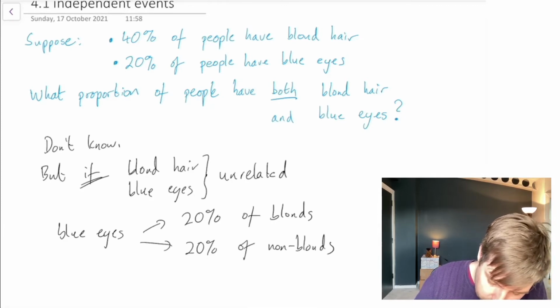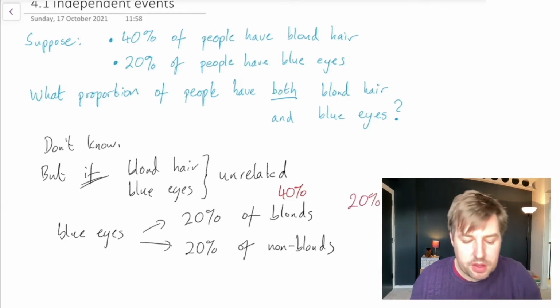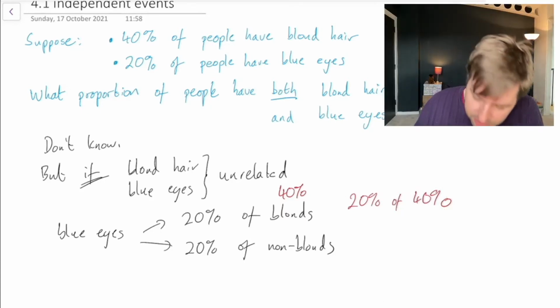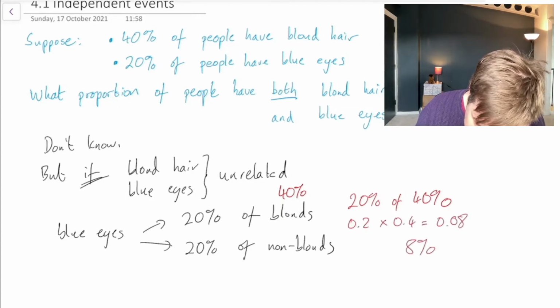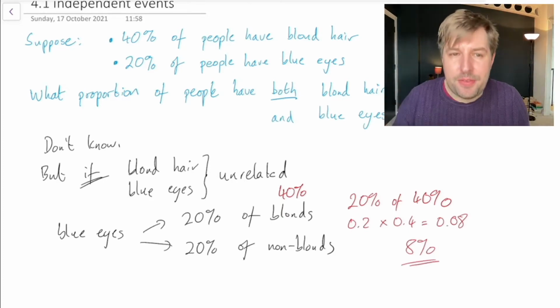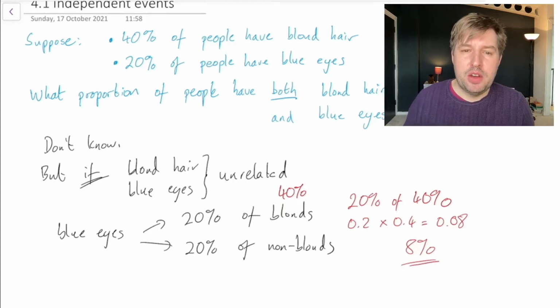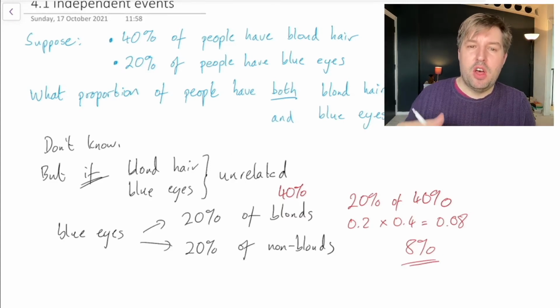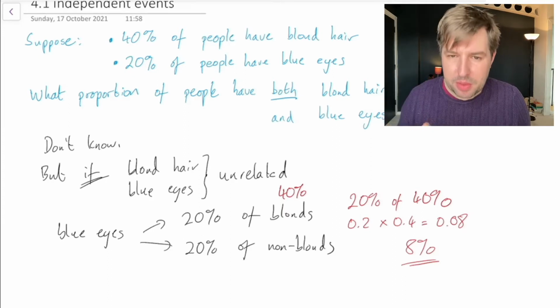So here, 20% of the blonde people, well, the blondes are 40%. 20% of 40%. 20% of 40% is 0.2 times 0.4, which is 0.08, or 8%. So, if it were the case that having blonde hair and blue eyes were unrelated, then 20% of the 40% of blonde people would have blue eyes. Thus 20% times 40% would have both, which is 8%.